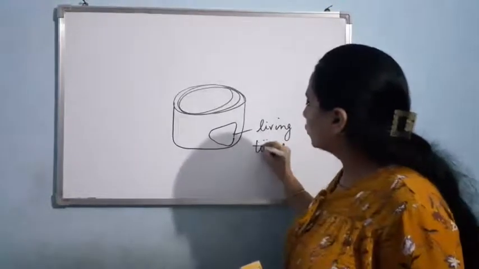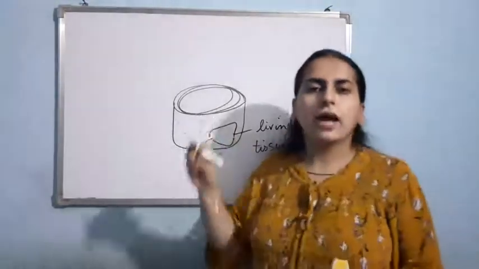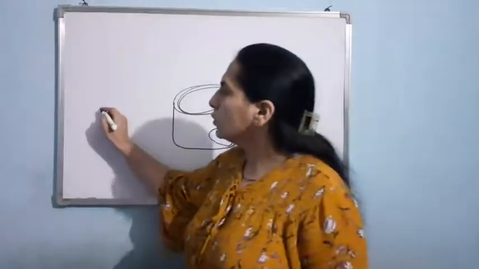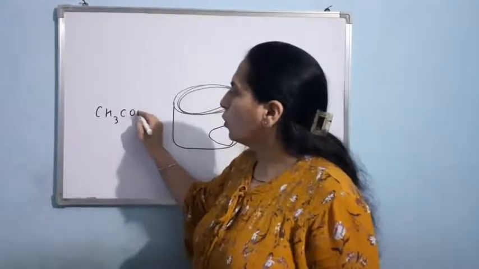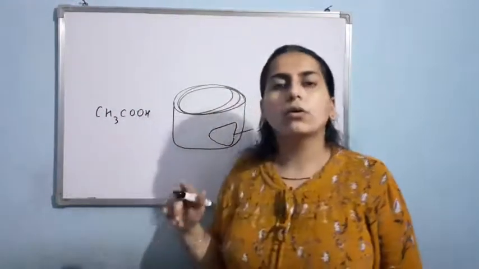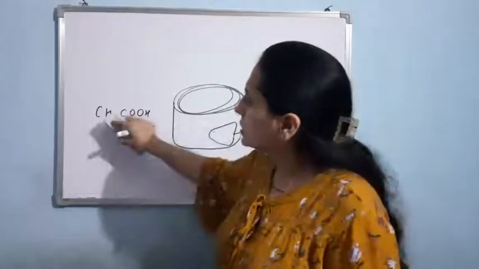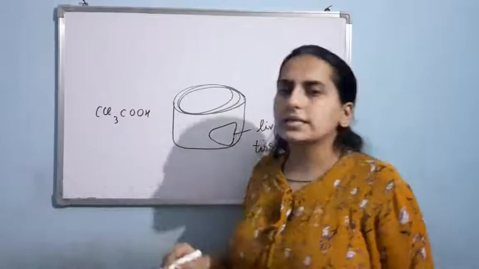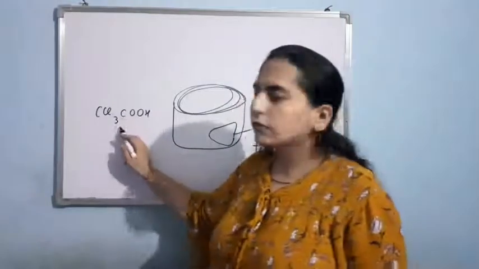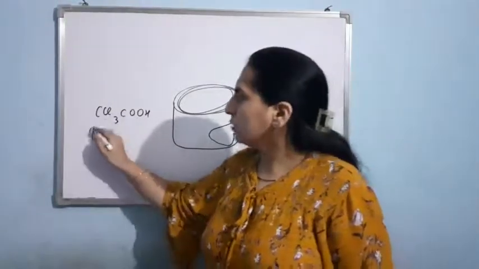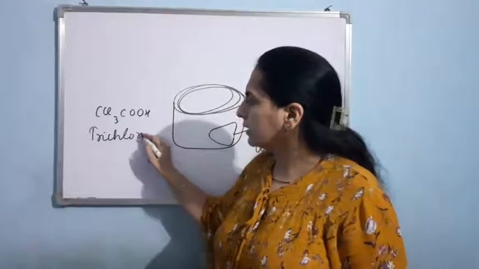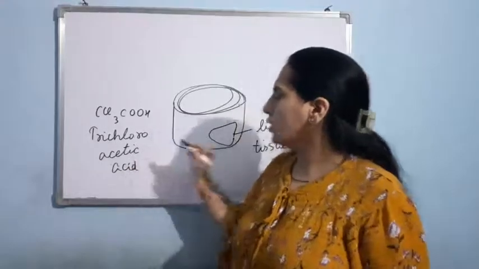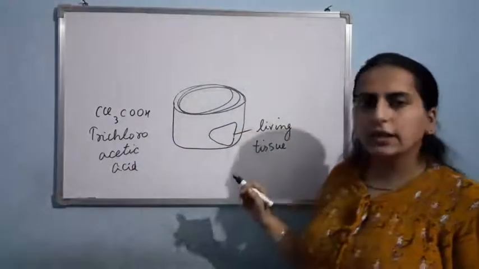Now what we used to do, add trichloroacetic acid. Clear? Acetic acid, you know, it is CH3COOH. Now trichloro means 3 chlorine will be there. So just replace these H with chlorine. So this is trichloroacetic acid, CCl3COOH. Trichloroacetic acid. Am I clear? So now, in this we have to take the living tissue.